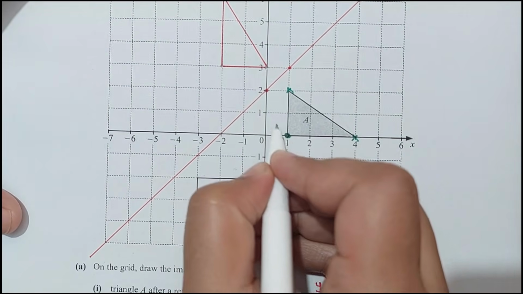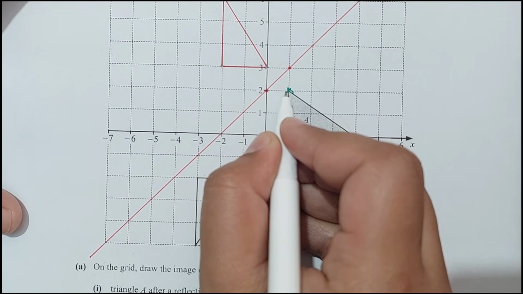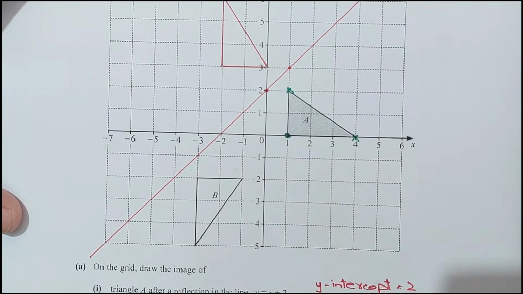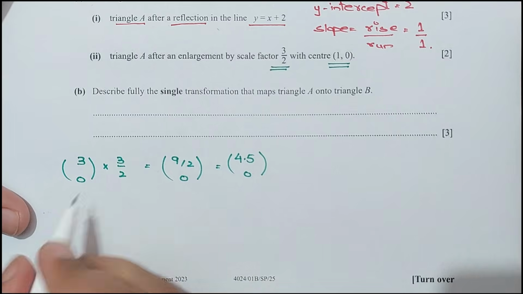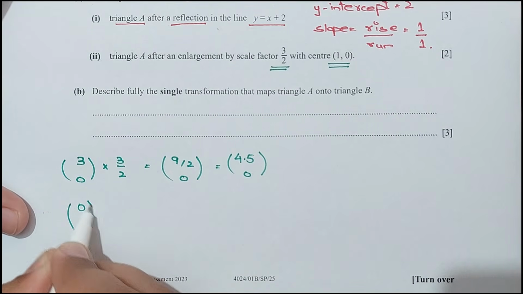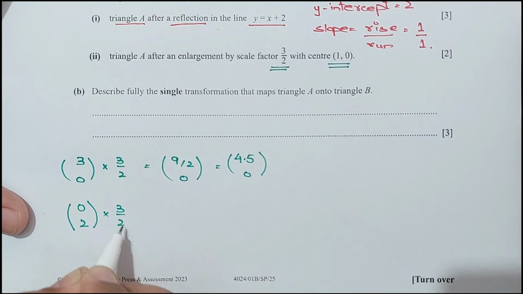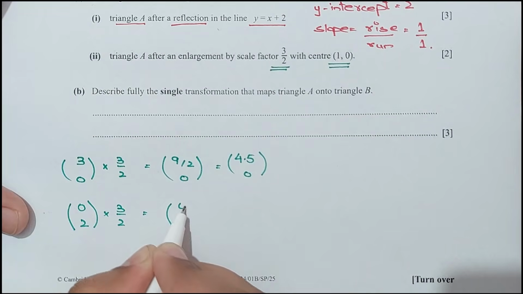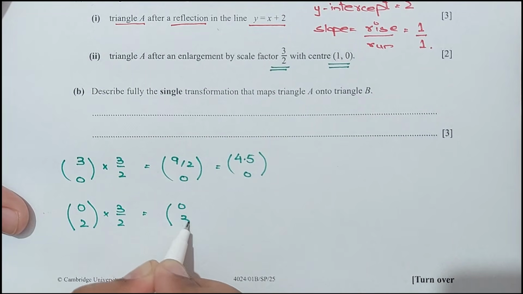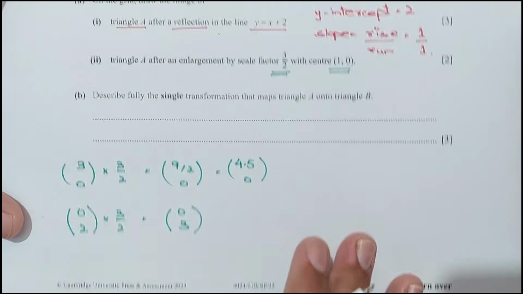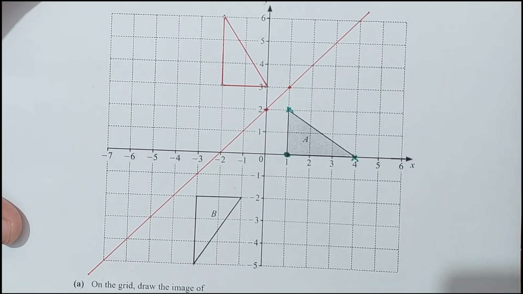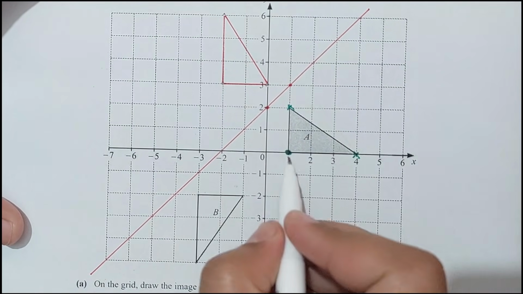For this, you have to move 1 and 2 units up. So horizontal translation is 0 and the vertical translation is 2. For the next coordinate, horizontal is 0, vertical is 2, multiply by 3 by 2. So 0 times 3 by 2 is just 0, 2 times 3 by 2 is just 3. You have to move 0 and 3. All right, so this vertex stays the same, which is already the center.